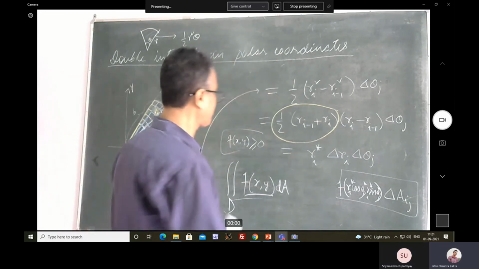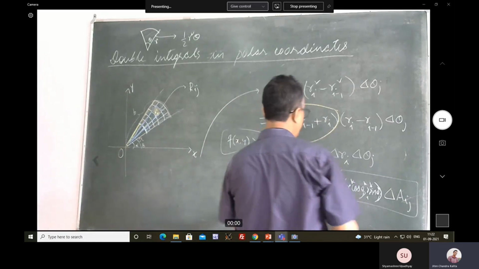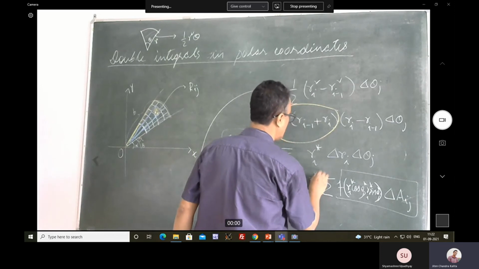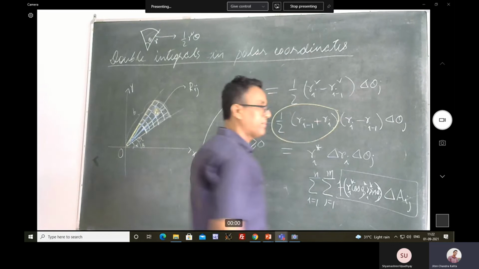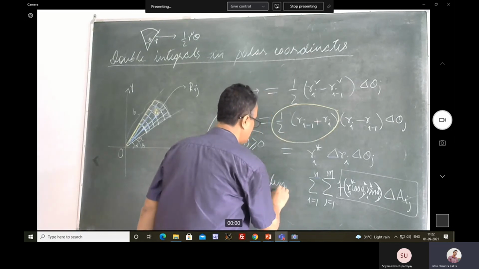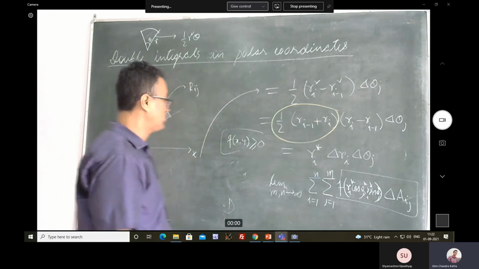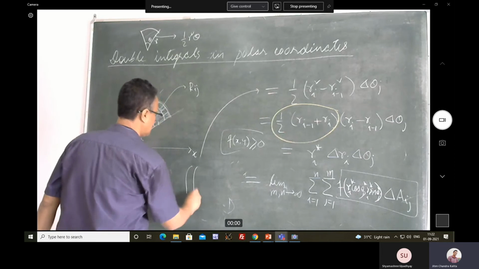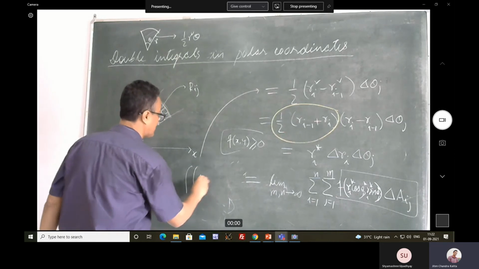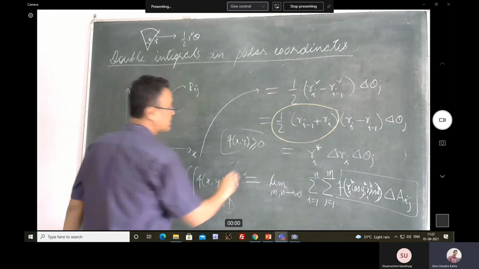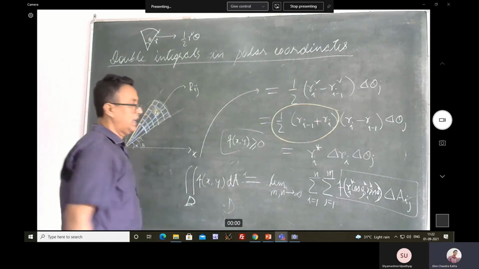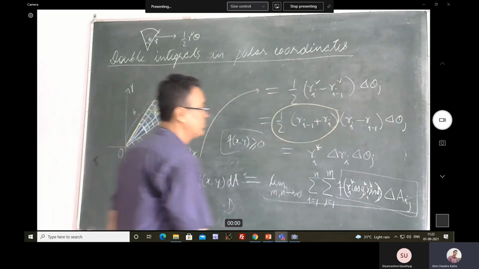So now if I add all of them up as i goes from 1 to n, j goes from 1 to n, and if I take the limit as m, n tend to infinity, this is what defines the double integral of the function f over the region D.